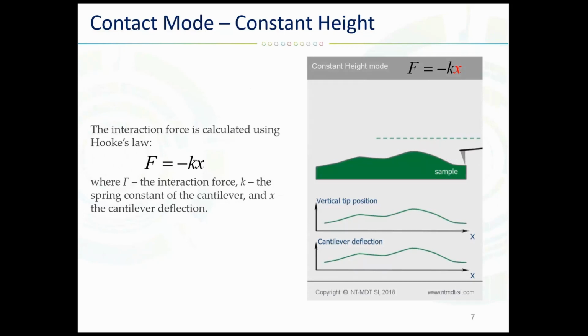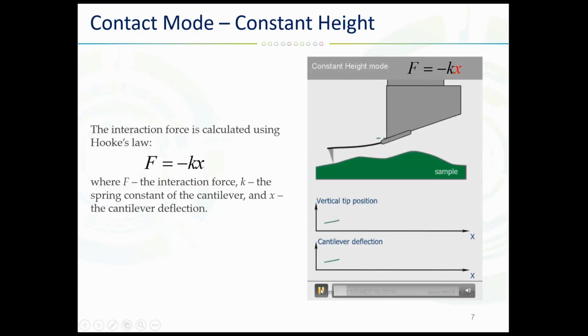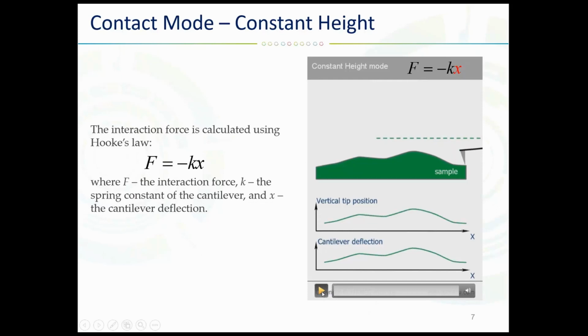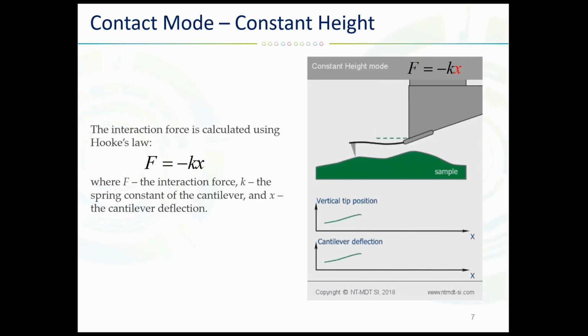it will follow Hooke's law, where k is the spring constant of the cantilever. The spring constant is a very important property of the cantilever, and you should look at it before you start your experiment, because depending on the sample and the mode, the spring constant will be different. So this is the constant height mode, and its main advantage is the high scanning speed, because it is restricted only by the resonant frequency of the cantilever.